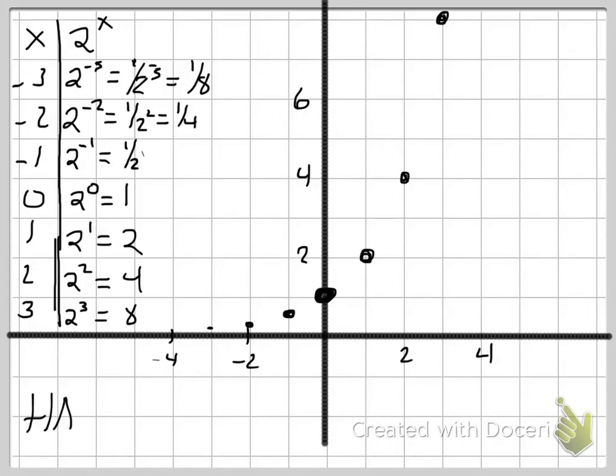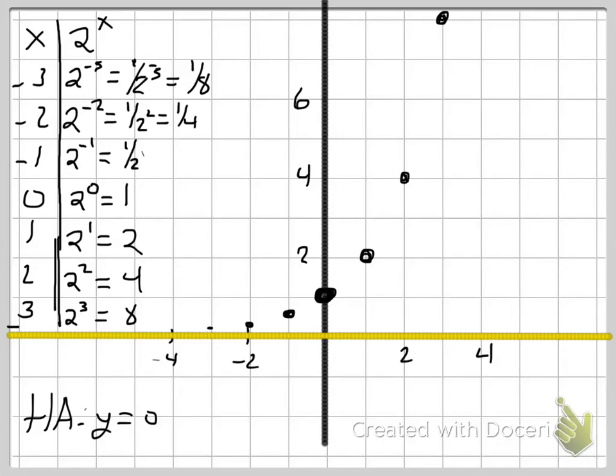Now we have a horizontal asymptote of y equals 0 because 2 to any power is always going to be positive. It might be like really small or really big, but it's always positive. So we're not going to get any negative outputs here. So we do have a horizontal asymptote of y equals 0.